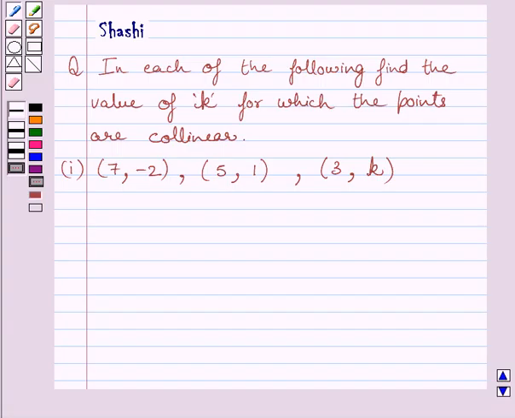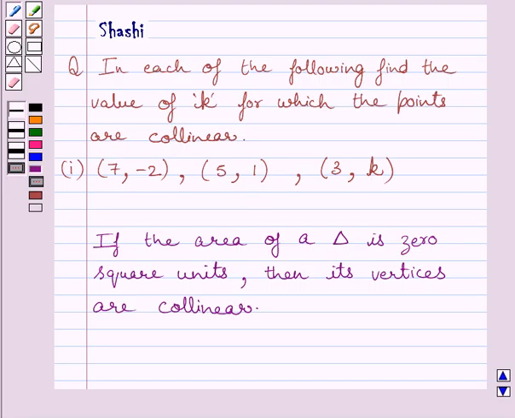Question says, in each of the following, find the value of k for which the points are collinear. First part is, given three points are (7, -2), (5, 1), (3, k).